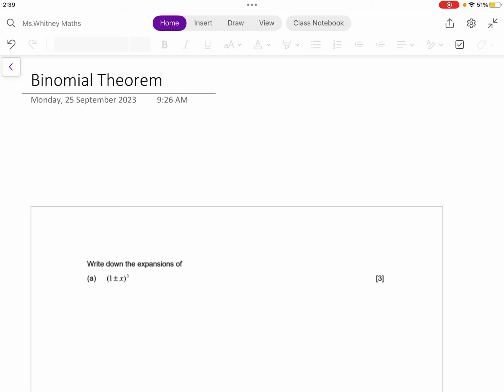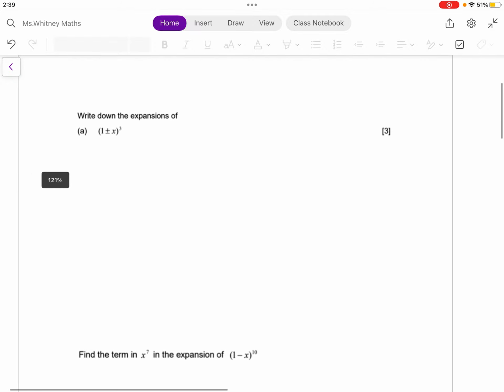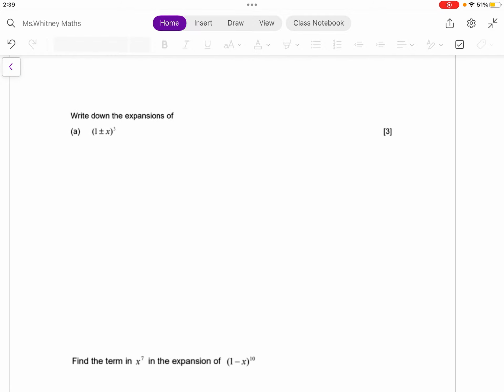Okay, we're going to go through a couple of binomial theorem type questions. They're going to go from slightly easier to slightly harder, and if you haven't already had a go at them, just pause the video and have a go, write them down, and then come back and check through them. Okay, I'm going to go through the first one.